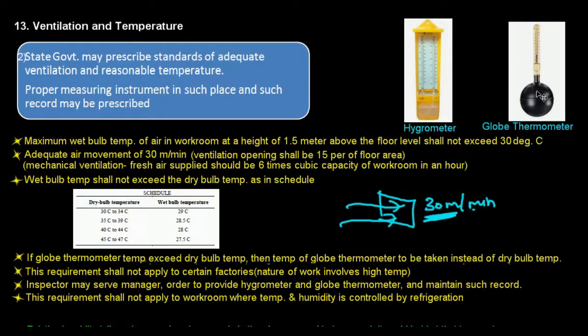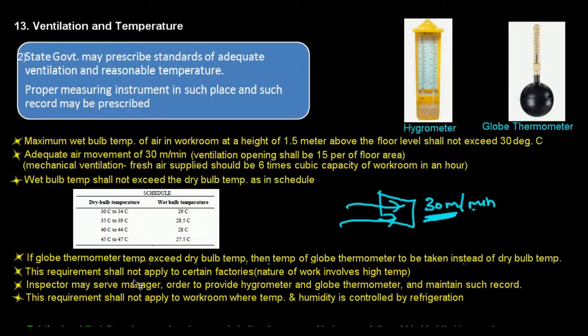Now radiation is basically what we get from the sun. Sunlight is radiation. If we burn something, then the heat that we feel is because of radiation. If anything is hot, it will radiate heat. So this thermometer measures that radiant heat, and if this temperature is more than the dry bulb temperature, then the globe thermometer reading is taken.